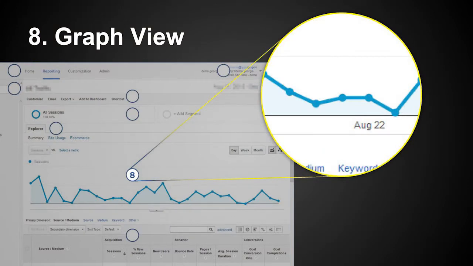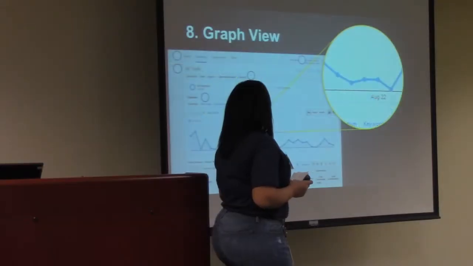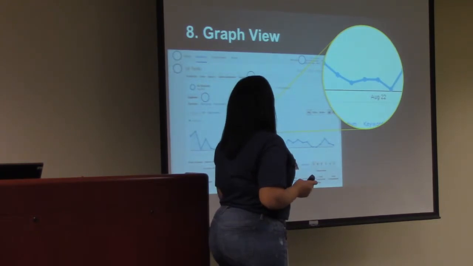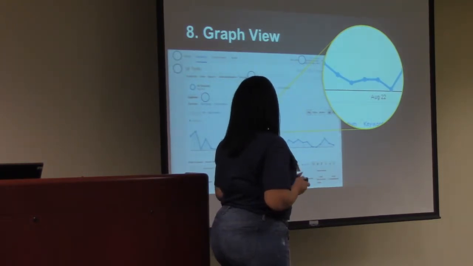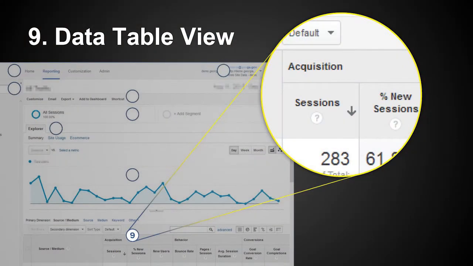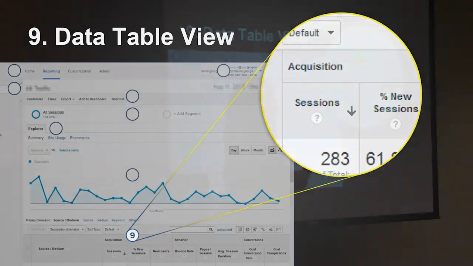This is your graph view. So for the most part, you'll have a graph view of all of the reports that you're running. And then you'll have a data table view, which will be right underneath your graph view.